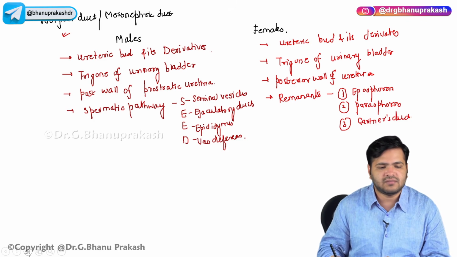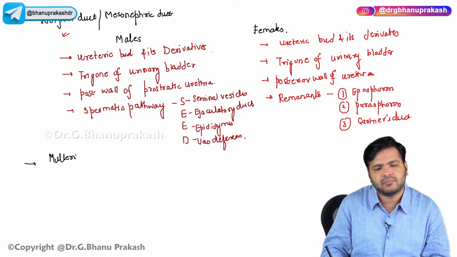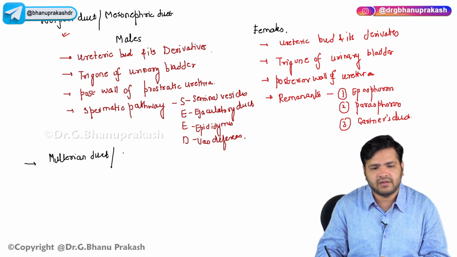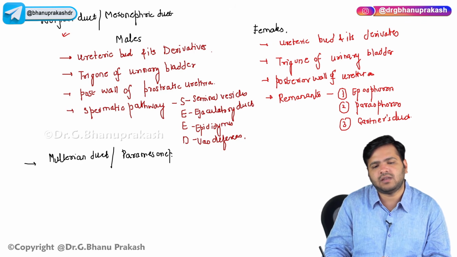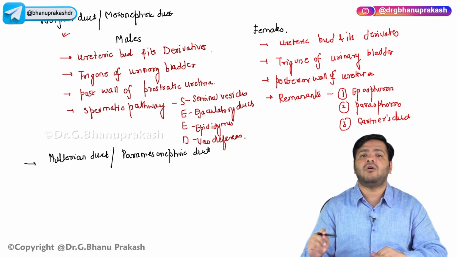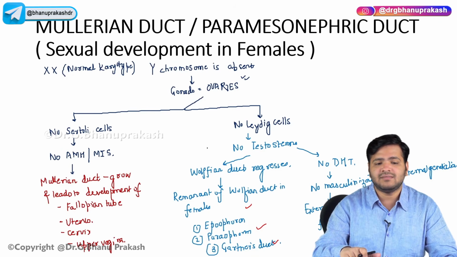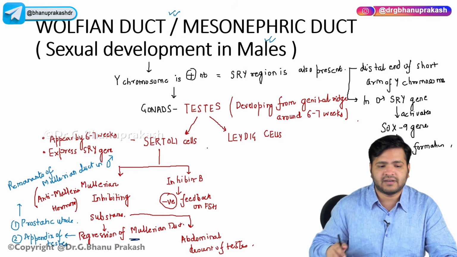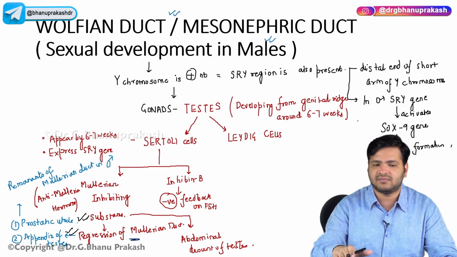Now coming on to the next one over here, that is the Müllerian duct, also called the paramesonephric duct, right? Now, this Müllerian duct or paramesonephric duct in males, I have already told you, will regress, right? They will regress and give rise to the prostatic utricle and appendix of testis.